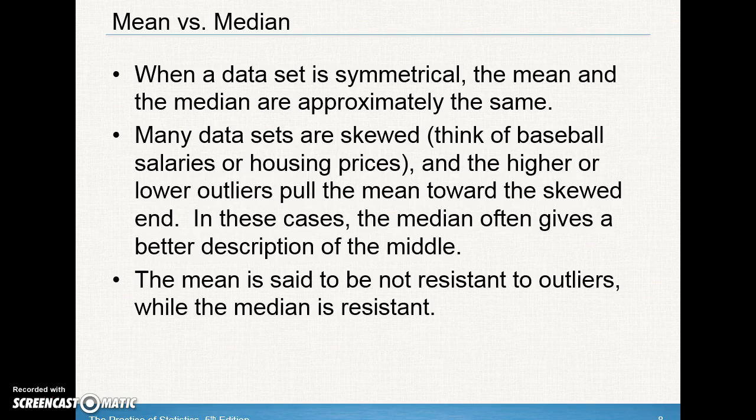So if you're adding in a number at the end, like 1 million or 2 or 10 million, it's going to pull those 200,000 or 300,000 up higher. Okay, the median, however, doesn't move. It's still the same middle number as it was before. So because of this, we say the mean is said to be not resistant to outliers, while the median is resistant.